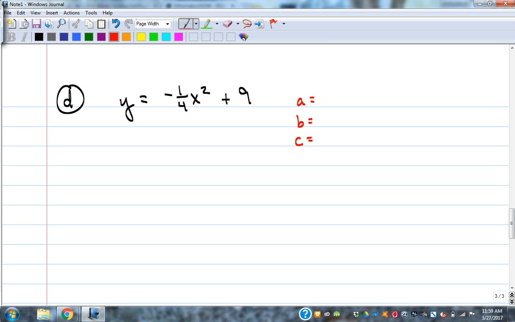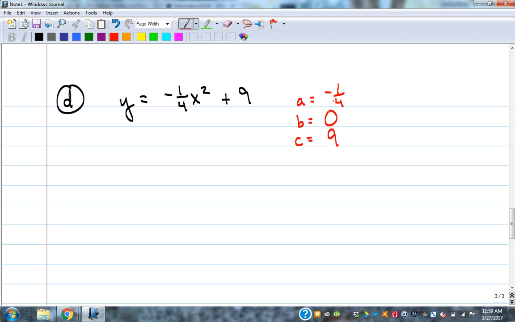So we're going to go through the same steps for this one as we've done the other three. What's A, B, and C? What's A? Negative 1/4. What's B? What's 9? 9 is a plain number. It doesn't have an X on it, right? So it has to be C. B is not even there. If something's not there in math, it's 0. So B is 0 in this case, which is nice. It makes calculations a lot easier.